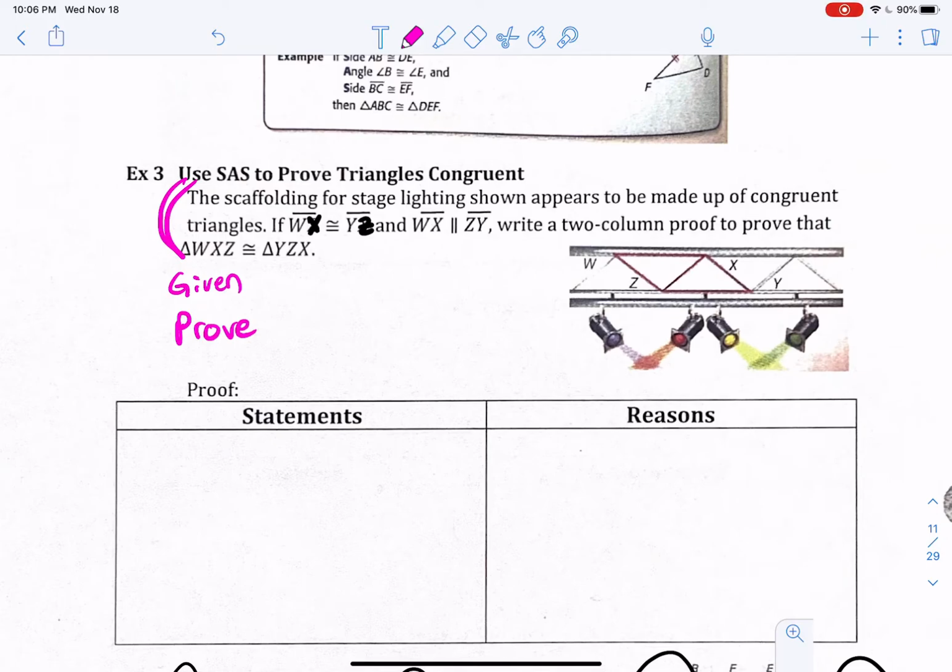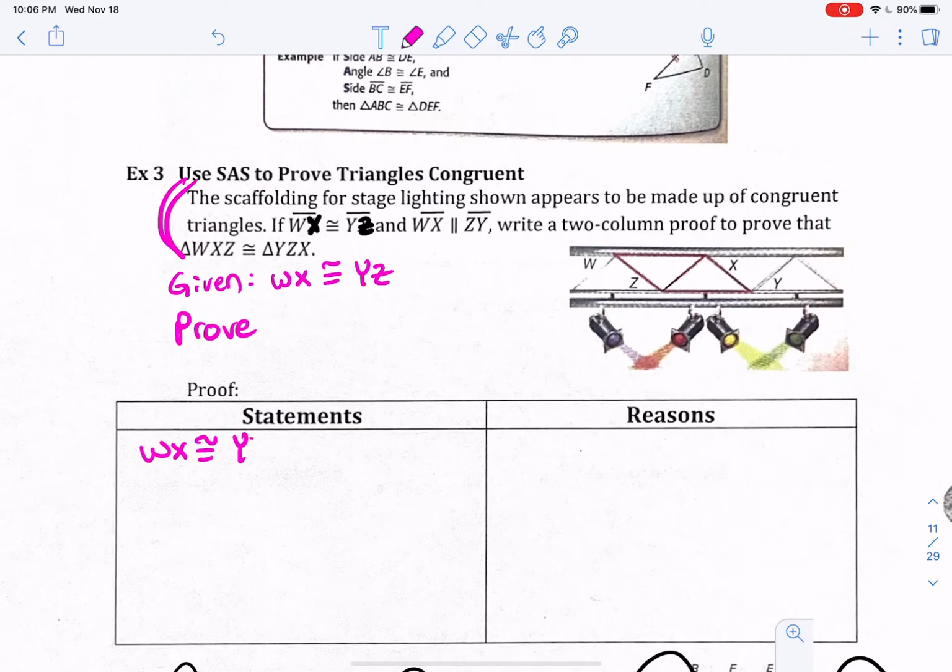Okay, the scaffolding for stage lighting shown appears to be made of congruent triangles. Okay, and they kind of have it highlighted in red what my triangles are going to be. It says if WX is congruent to YZ. That sounds like something that we're going to be given. If WX is congruent to YZ. Okay, I'm going to write that down in my given information.